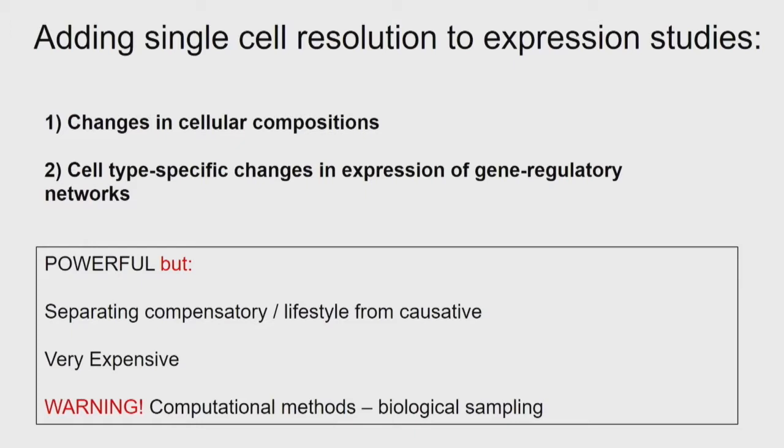So you can get 2 great types of information. One is you can understand the changes in the cellular composition of the brain. In terms of schizophrenia, which is where I work, we still don't know whether some cell types are missing or not in the schizophrenic brain. So this is the kind of information you can get out. And the other one is, of course, cell type specific changes in the expression of gene regulatory networks or individual genes. That's super interesting, and we're looking forward to a great next 5 or 10 years. So it's super powerful, but what you cannot really do is separate compensatory or lifestyle changes from those causing the disorder.